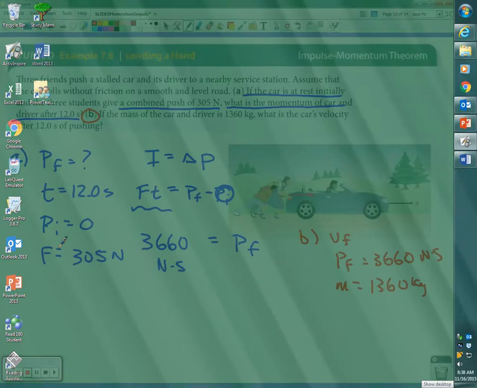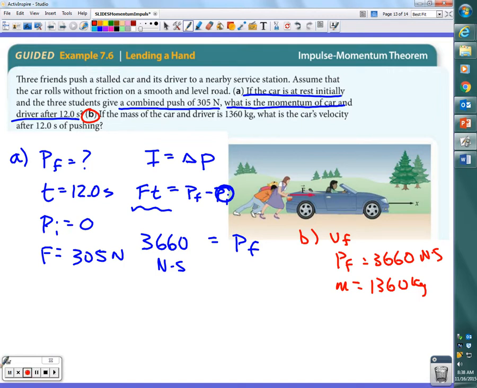All right. So to find the final velocity, we're just going to do what? Momentum is equal to m times v, right? If you know p and you know m, we should end up with somewhere around 3. We should probably go with 3 sig digs, right?